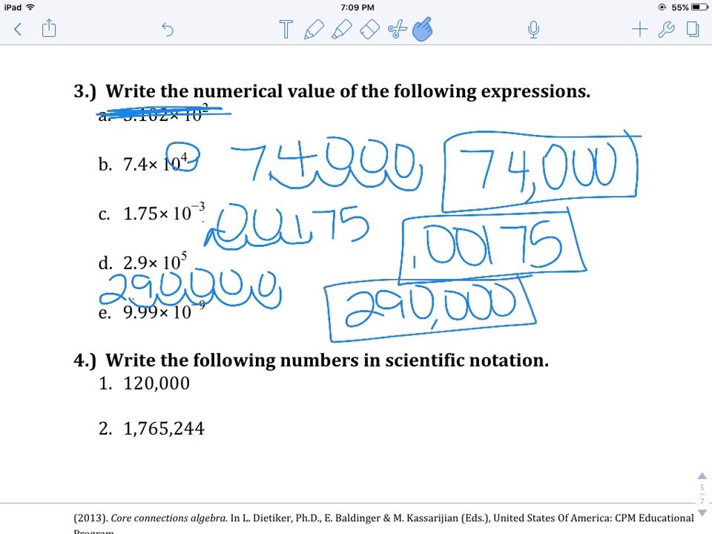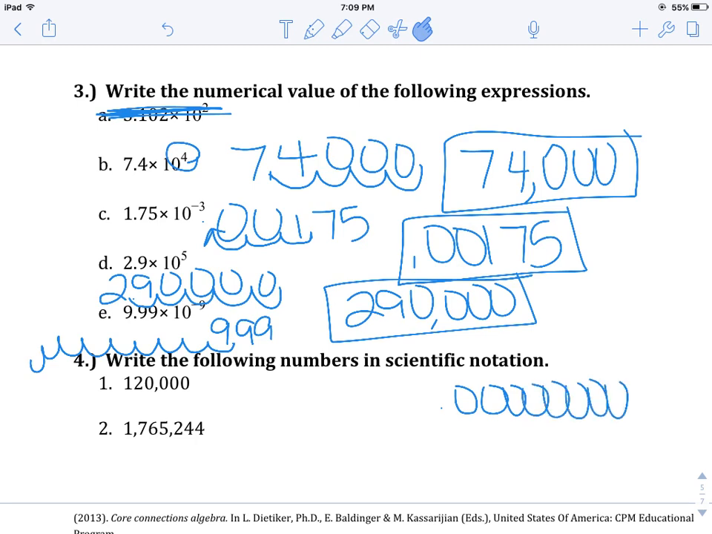And then the last one. We're going to have our 9.99, and we're going to go 9 spaces. So 1, 2, 3, 4, 5, 6, 7, 8, 9. I'm running out of space here. So we're going to have 8 zeros, 1, 2, 3, 4, 5, 6, 7, 8, after the 9, 9, 9.